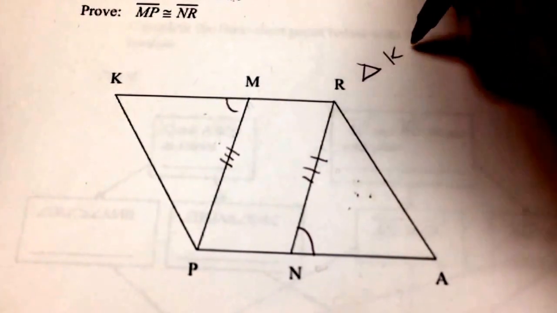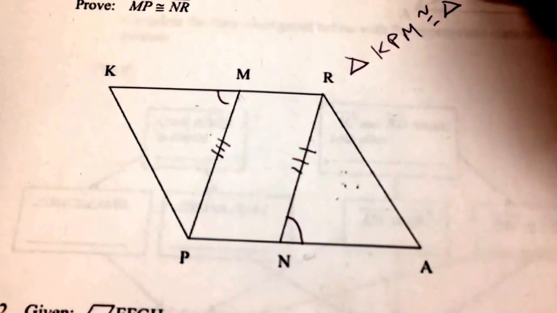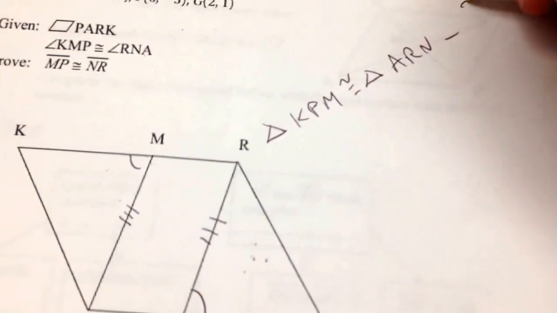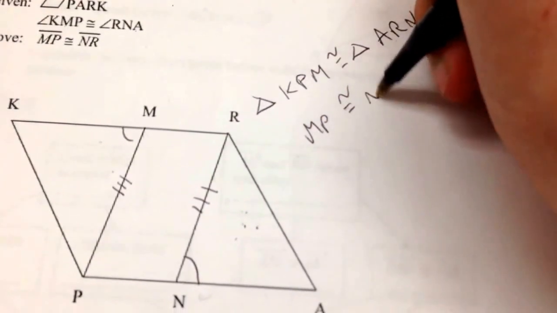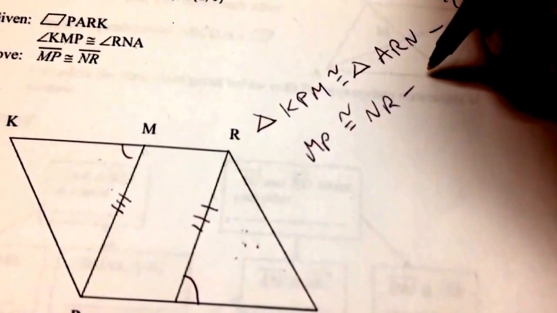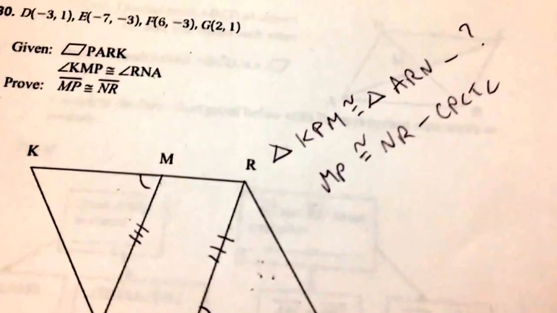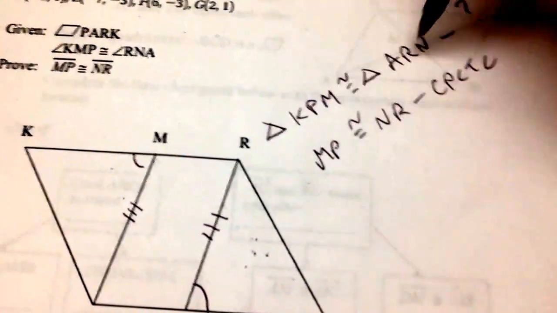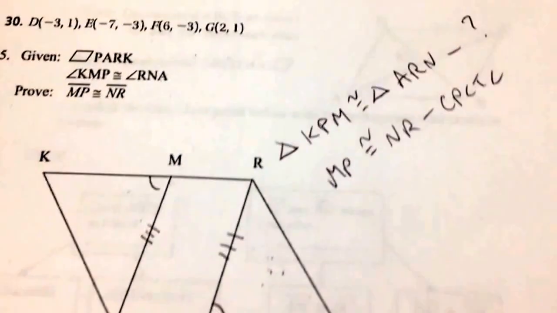So triangle KPM is congruent to triangle ARN. Okay, and so we got to figure that out, and then we can say MP is congruent to NR, and we know that will always, after we prove that, then we can say CPCTC. So let's use what we know about parallelograms to then be able to prove that these two triangles are in fact congruent. Then subsequently CPCTC.